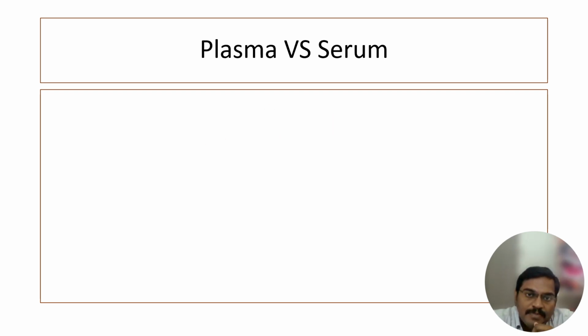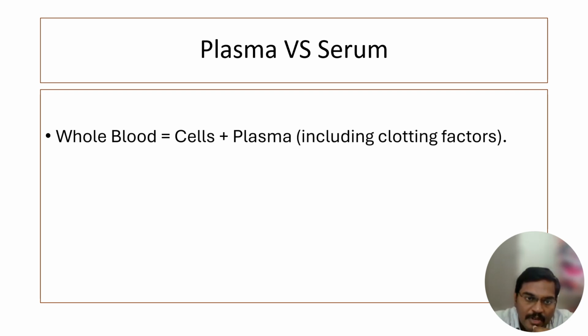So coming to plasma versus serum. When you collect a venous sample from a patient, that sample is called whole blood. The whole blood consists of RBC, WBC, platelets and the fluid component. If I remove all the cellular components, the remaining fluid component, including clotting factors, is called plasma. So plasma is nothing but whole blood minus cellular component.